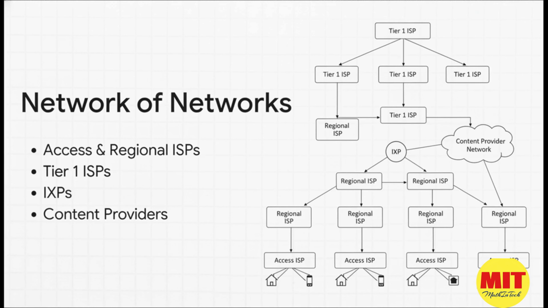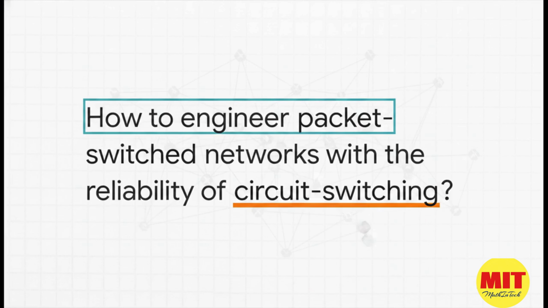To get across the country or, say, across an ocean, those regional ISPs pay Tier 1 ISPs. These are the massive global transit networks. And to save money on paying those Tier 1 providers, competitor networks will actually connect directly to each other at physical locations called Internet Exchange Points, or IXPs. Furthermore, massive tech giants like Google have built their own private content provider networks. They lay their own global fiber optics to bypass Tier 1 providers entirely, bringing their services as close to you as possible. And that covers the big picture of Chapter 1.